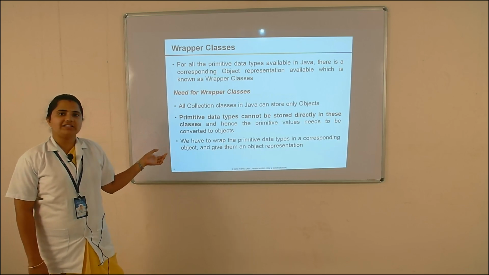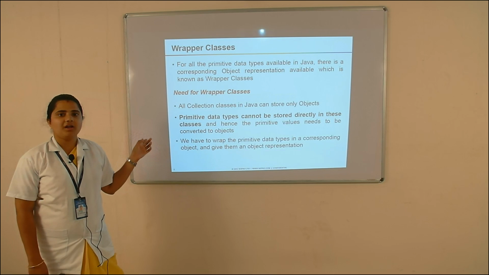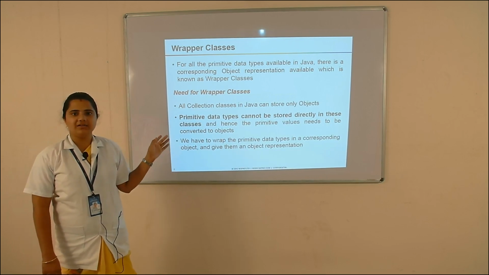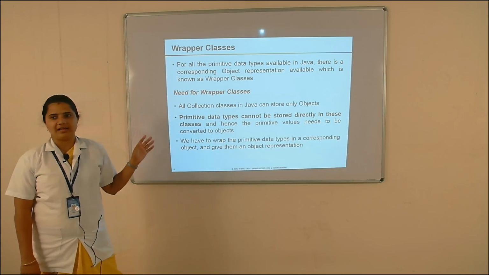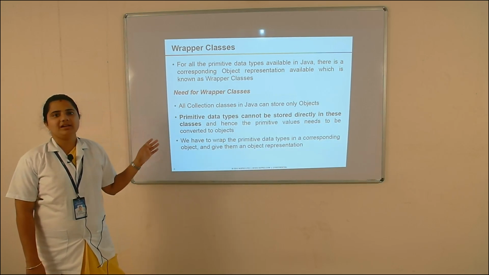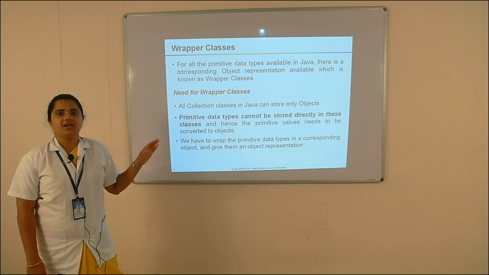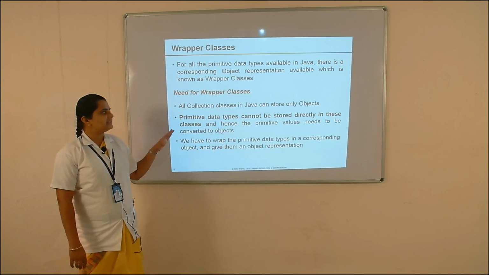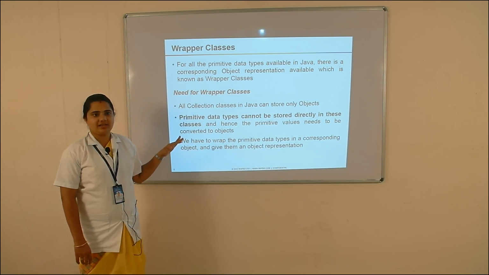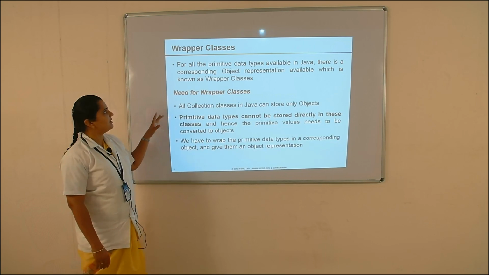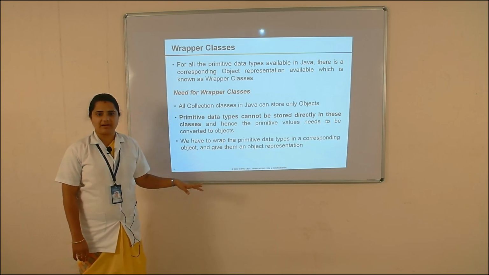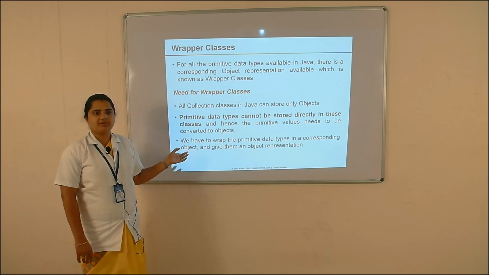While using collections, we use wrapper classes in place of the primitive data types like int, float, character, and so on. For every primitive data type there is a corresponding wrapper class. Using the wrapper classes, we convert primitive data types into wrapper classes, and wrapper classes into primitive data types.